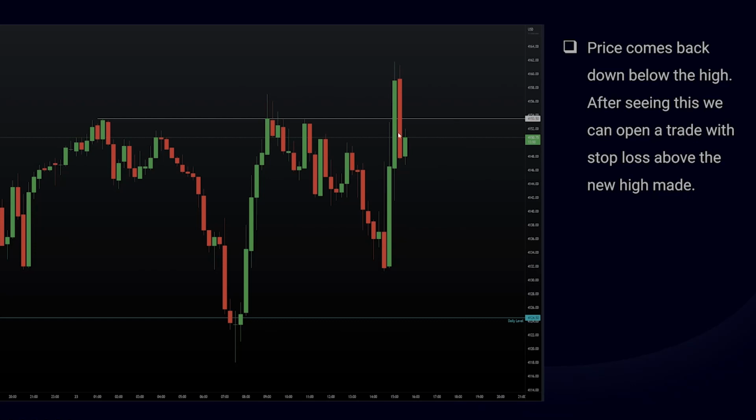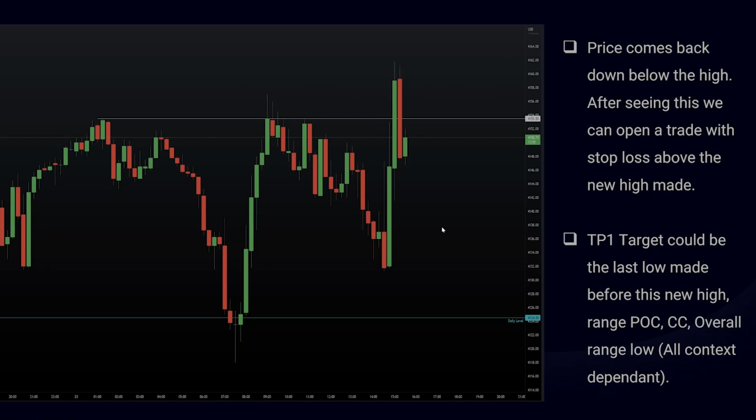But as soon as we come back into that range, back below that previous high, that's when we have an executable trade. We have now confirmed the failed auction, stop loss above the high, and take profit one is context dependent, I'm not going to lie, but take profit one could be the last low made. What I mean here is the last low before that new high. We could use this last low before the new high as a take profit one.